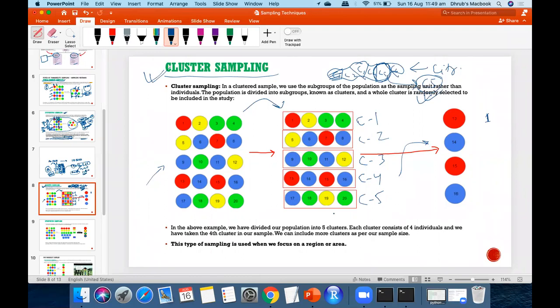So in short, we can say sample from sample. Sample from sample, yes.